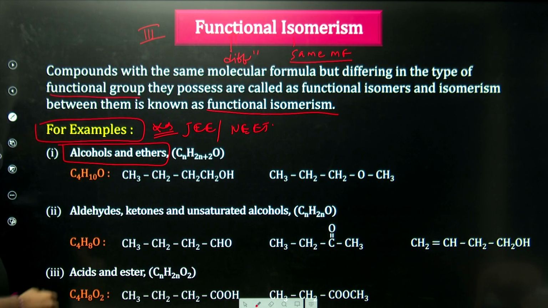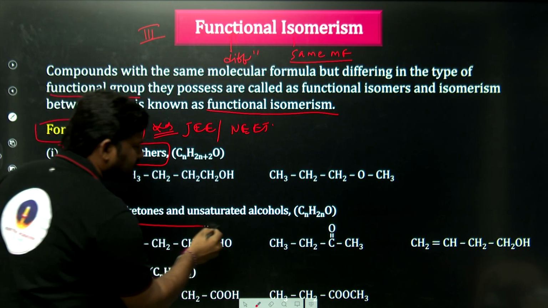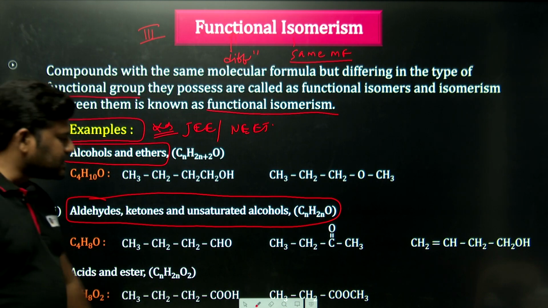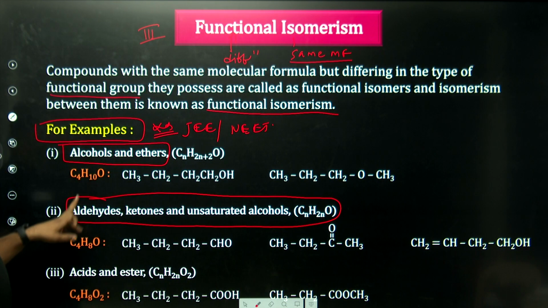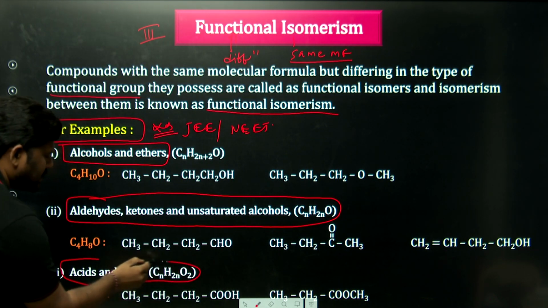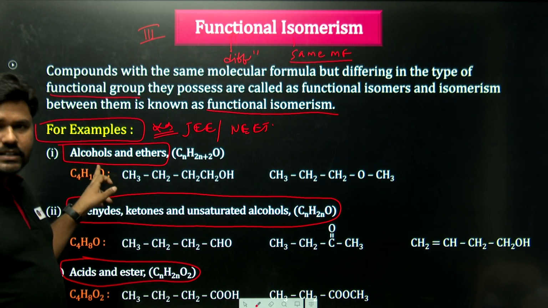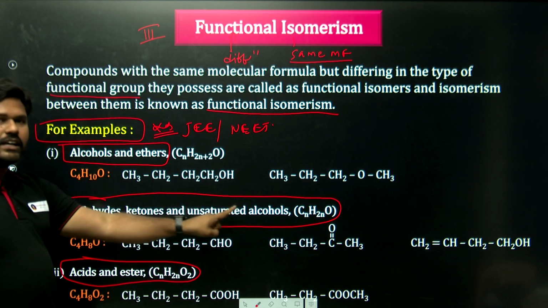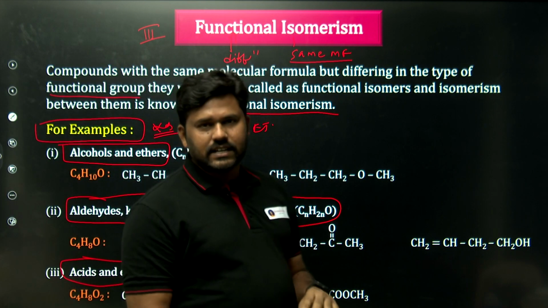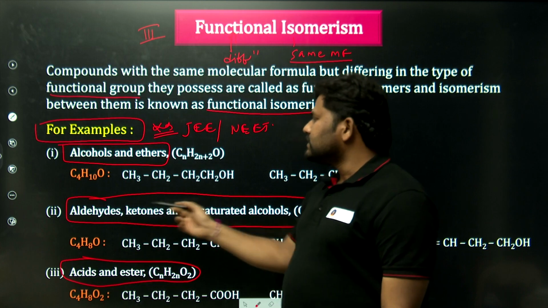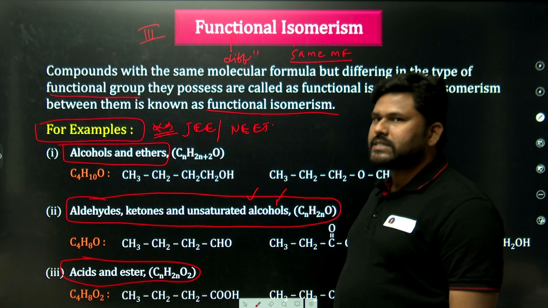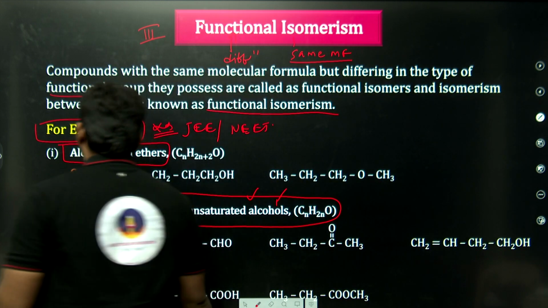Number 1, alcohols and ethers. Number 2, aldehydes, ketones and unsaturated alcohols, also known as functional isomers. Number 3, acids and esters. The first pair is alcohols and ethers, the second pair is aldehydes, ketones and unsaturated alcohols, the third pair is acids and esters. Unsaturation means a double bond, so a double bond with an OH group. These are the best examples.